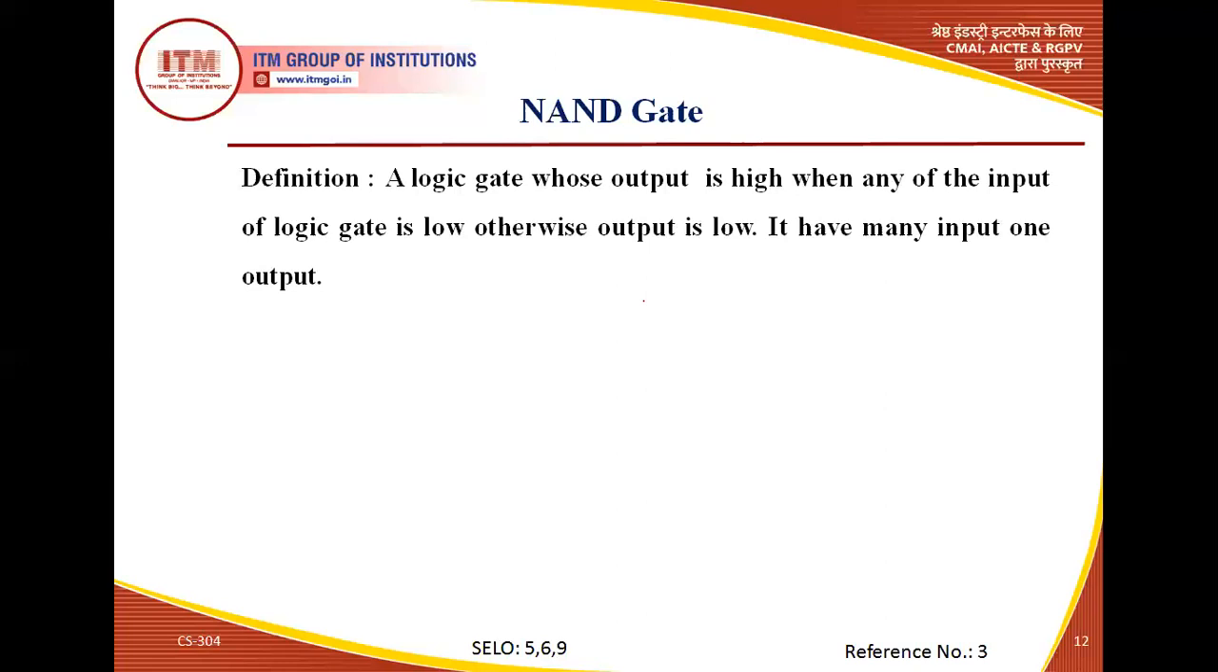The NAND gate also has many inputs and one output. So that is the symbol of the NAND gate. We place a bubble after an AND gate, that means we add an inverter or NOT gate after the AND gate. So it will work as the NAND gate, and it can be written as A and B whole bar. That means we invert the output of the AND gate.